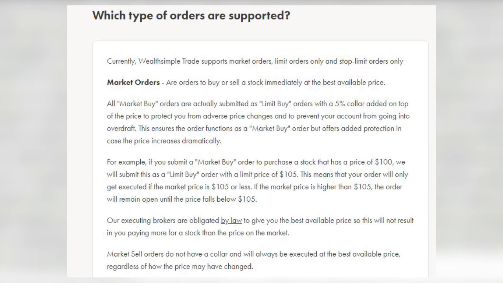But on the flip side, it says that for market seller orders, there is no such protection. They'll just get you the best available price they can. So if the price was $100 when you submitted the order to sell, and the best price that they can sell for now is $70, it'll still go through despite the substantial price shift.